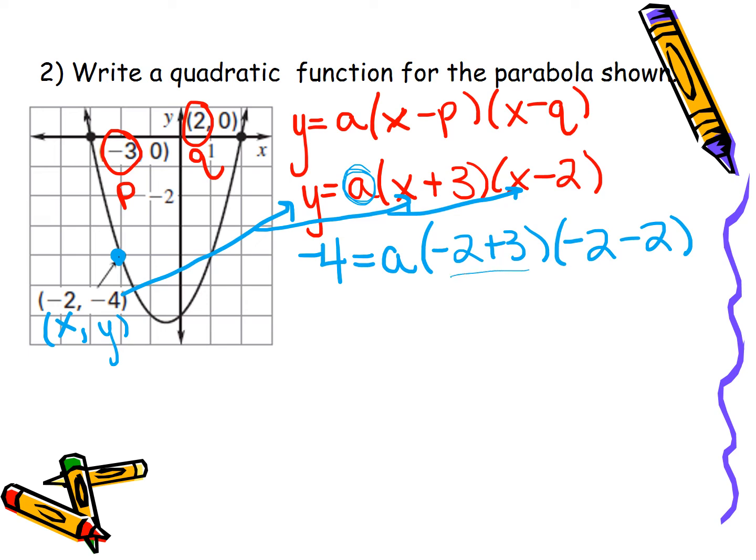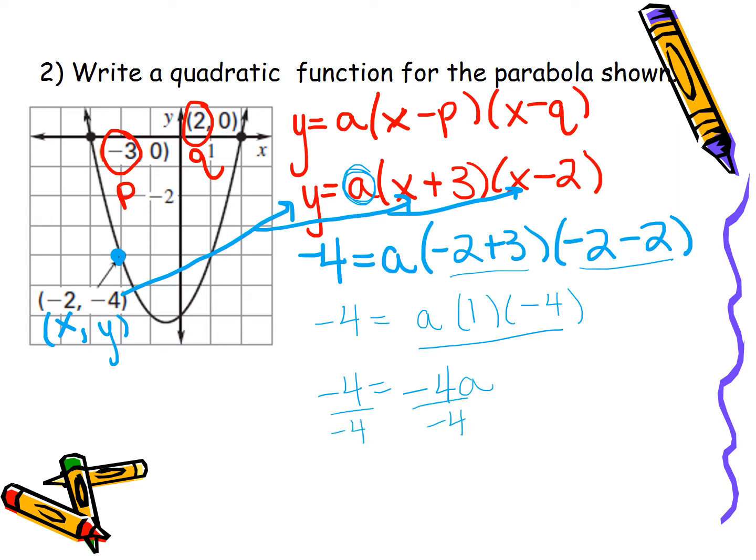So -2 plus 3 is 1. -2 minus 2 is -4. We still have an a out in front, and the left side we can't reduce, so let's bring down that -4 equal to a times 1 times -4. We're just multiplying that all out, so a times 1 times -4 is simply -4a. Bring down the left side, we have -4 is equal to -4a. Our last step for solving for a is dividing by -4. -4 divided by -4 is 1, so my a value is actually just 1.